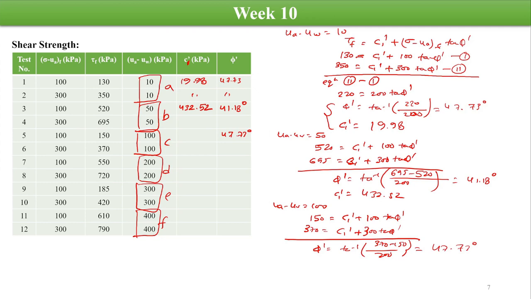And the value of C1 dash, if we calculate, then we will obtain C1 dash is equal to 150 minus 100 times tan of 47.73. So it will be 39.98. Calculating further, we will erase the values for the first few observations.